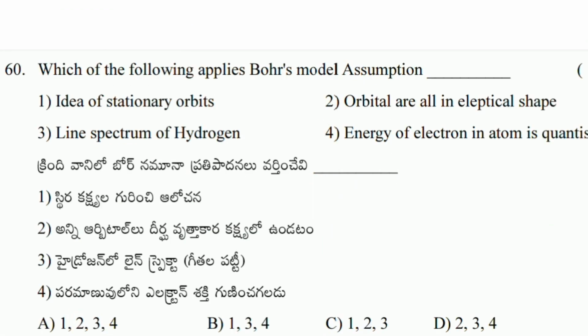Let's come to another question, that is, which of the following applies Bohr's model assumption? First one is the idea of stationary orbits. It belongs to Bohr's model, so this is correct. The second option is orbitals are all in elliptical shape. This does not belong to Bohr, it belongs to Sommerfeld, so this is wrong. Line spectrum of hydrogen belongs to Bohr's model, so this is right. And energy of electron in an atom is quantized, so it is also right. So 1, 3, 4 are correct. So option B is correct.